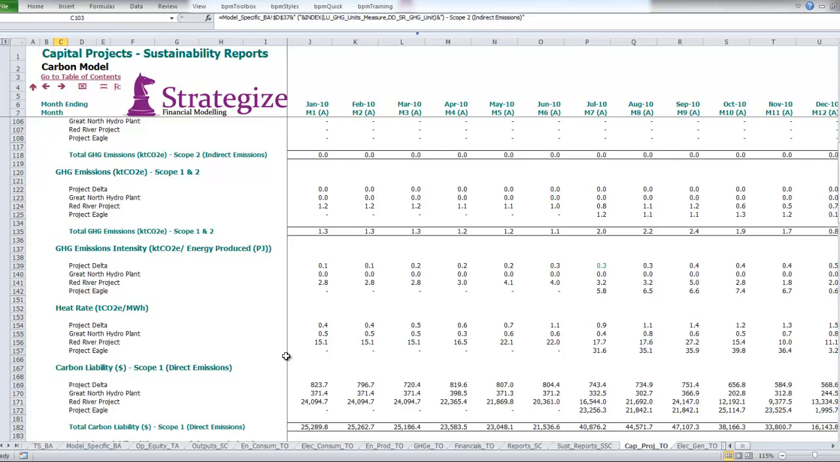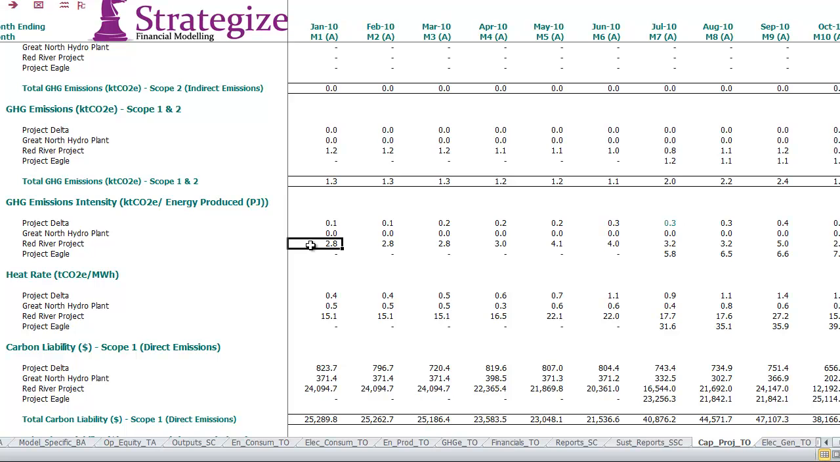Now, depending on the business unit, there are certain metrics that management will like to see, and one is emissions intensity, which can give an idea to management as to which assets are more emissions intensive than others. As you could expect, a hydro plant has minimal emissions relative to our Red River project, which is a more standard fossil fuel generating asset.